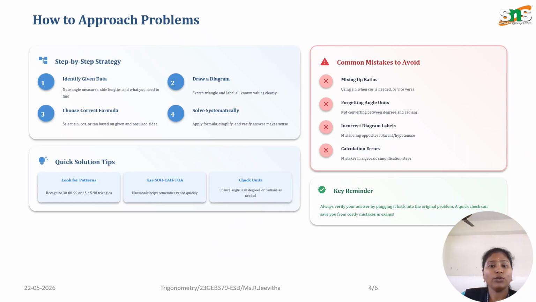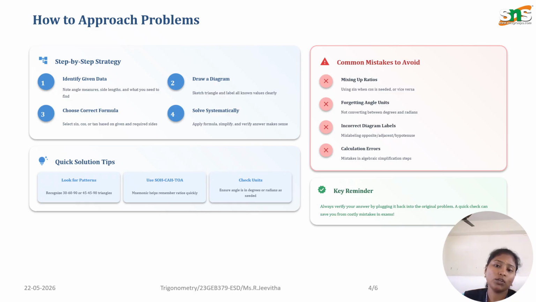Then, when you are sitting in a timed aptitude exam, panic is your biggest enemy. You read a long word problem about shadows or ladders, and your mind blanks out. To stop that from happening, I want you to follow this exact four-step strategy every single time. Step one, identify given data. Read the question with a pen in your hand, write down the numbers they gave you, be it an angle or a distance, then write down exactly what they want to find.